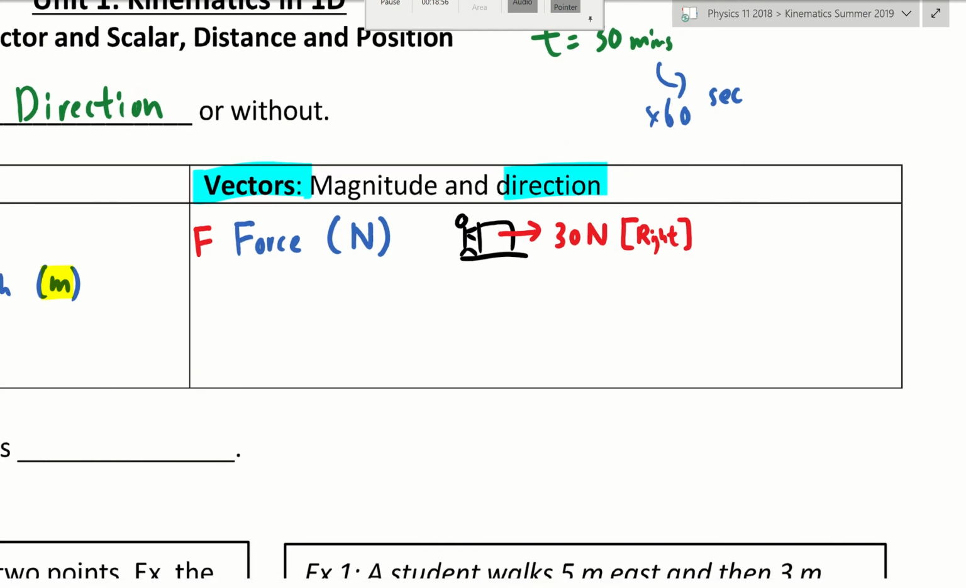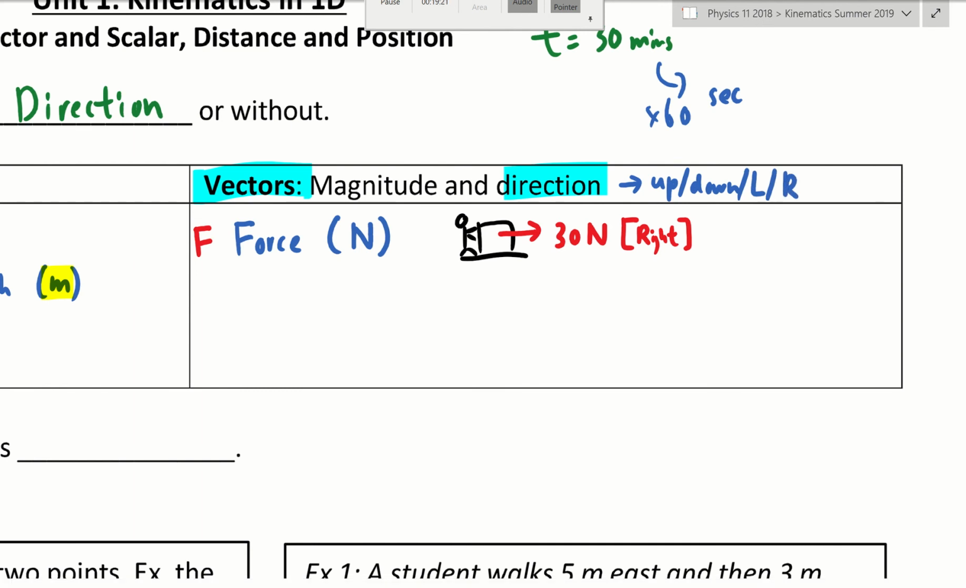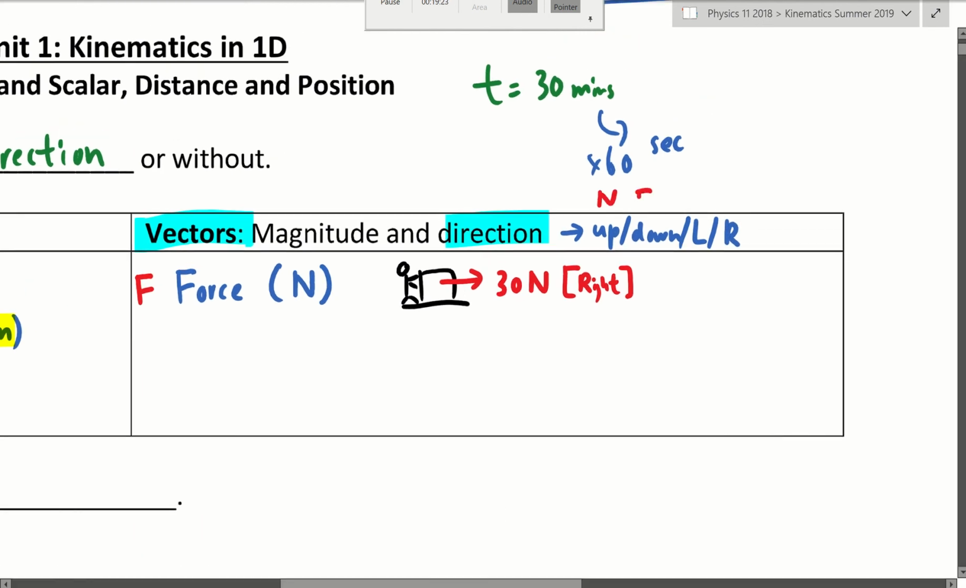You actually want the box to go to the right. Okay, so force, for example, needs direction. We usually put the direction right behind the numbers, the magnitude and the units, and we use a square bracket to represent the direction, right? Now, as far as directions go, it can be up, down, left, right. In some situations, it could also be north, east, south, west, that kind of direction.